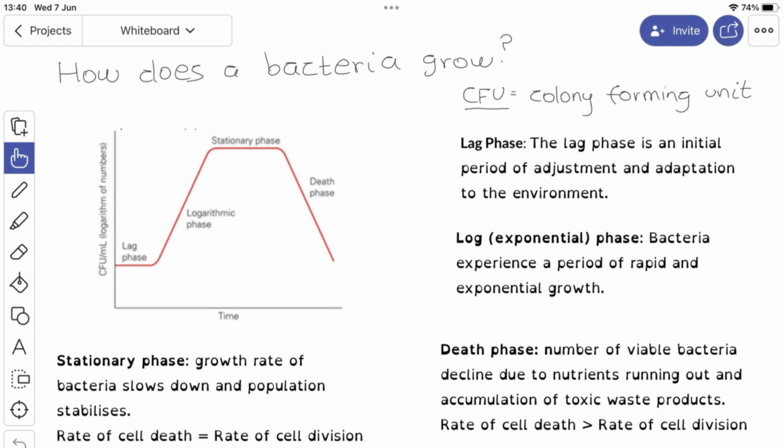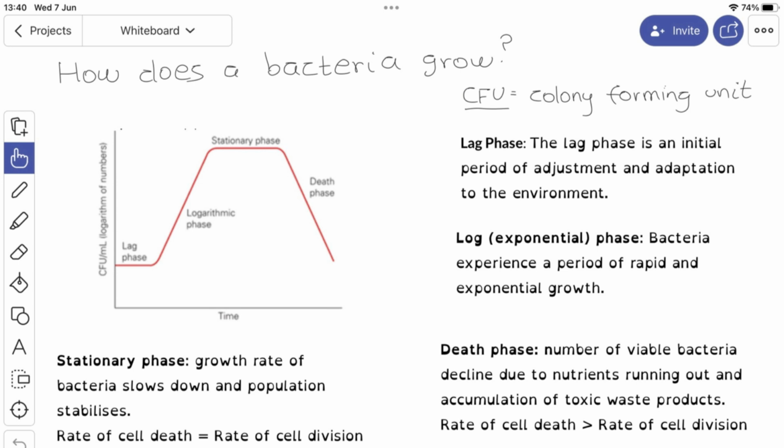Let me just explain the axis labels very quickly. On the x-axis, you have time, the time in which the colony is surviving for, essentially. And on the y-axis, we have CFU. CFU, as written in the top right-hand corner, stands for colony forming unit. CFU represents the number of viable bacteria. So the higher the CFU, the more viable bacteria there are, the more bacteria that are able to survive and reproduce. So let's first talk about the lag phase.